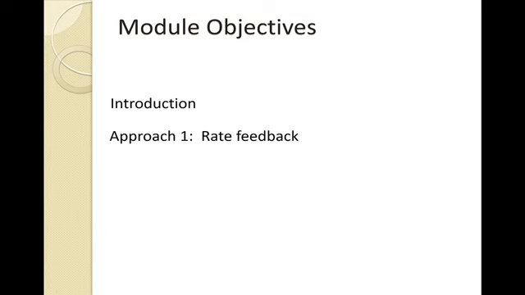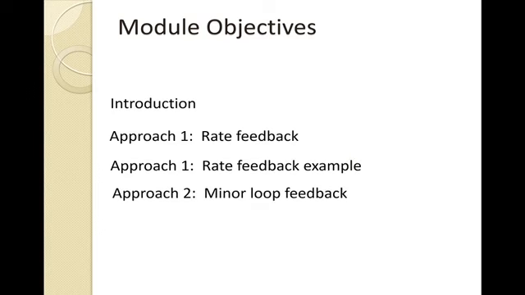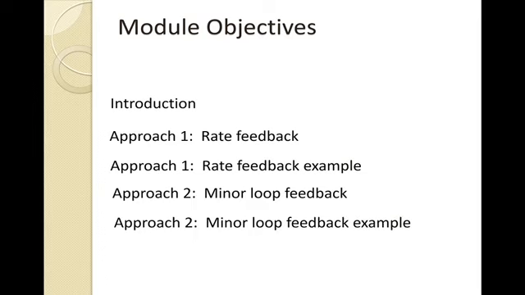So first, we're going to have our first approach, which is called rate feedback. Then we're going to look at an example of rate feedback. Then a second approach is going to be what we're going to call minor loop feedback. Then we're going to work an example of that as well.